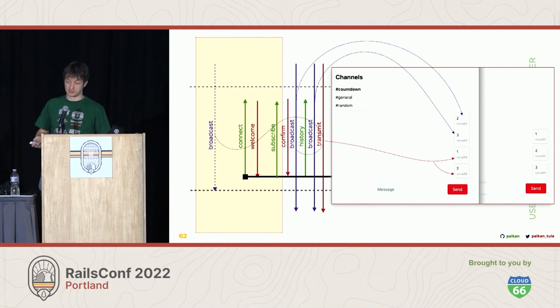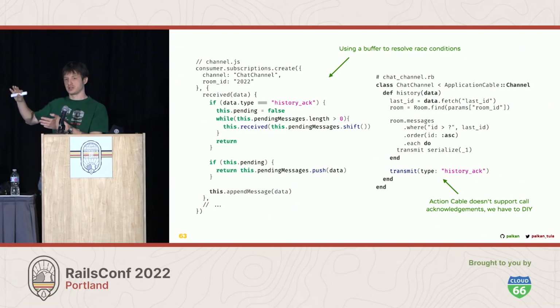OK, let's fix it. We can add a kind of state machine behavior to our subscription, like a pending state. We can add a buffer to keep all the payloads which happen while we were receiving history. And we need to add a history acknowledgement mechanism because Action Cable doesn't provide one. Now we're good. We solved the problem.